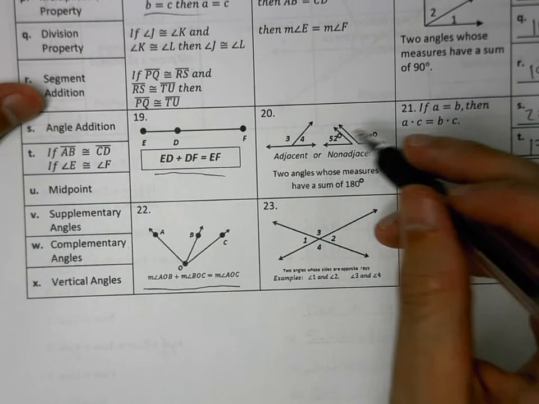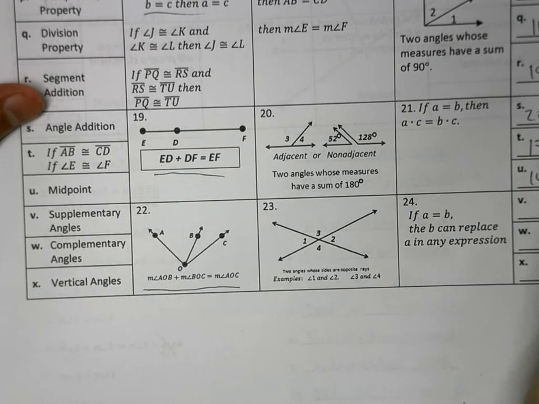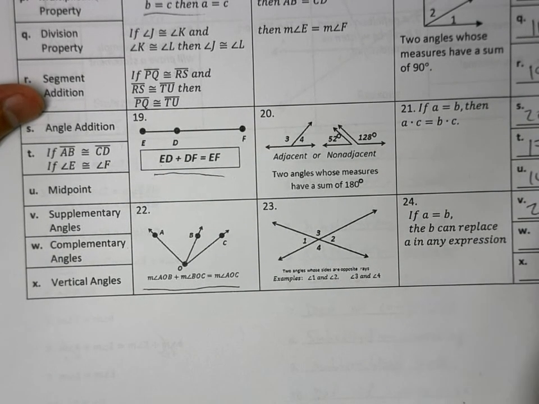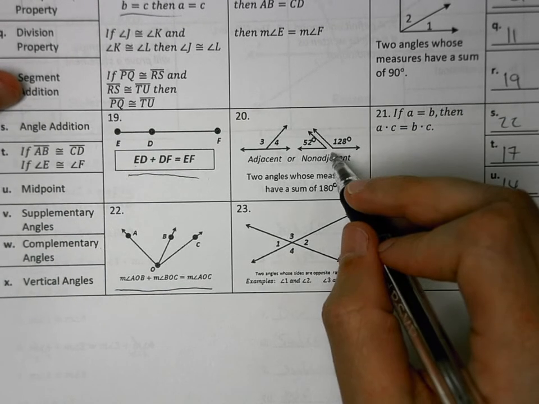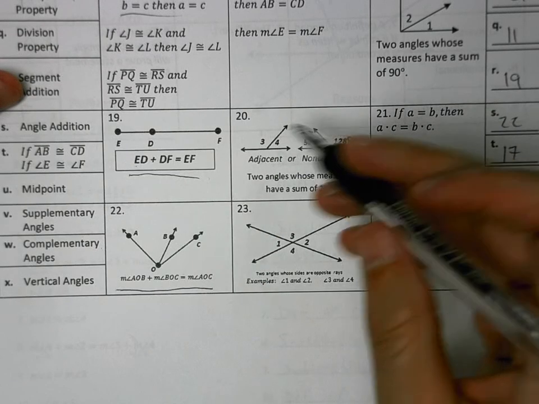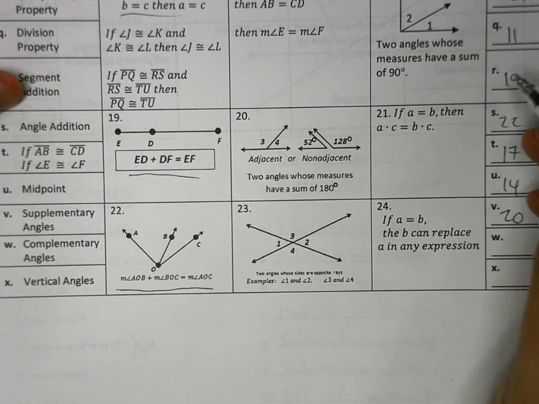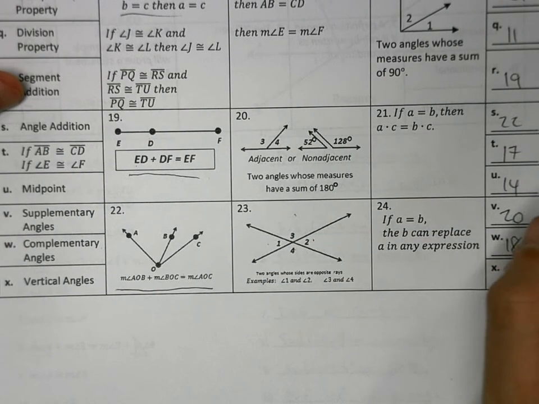Supplementary angles are angles that add to 180. So that would be 20. They don't always have to be next to each other. Like, for example, these are not next to each other, but these are. W is complementary, which means add to 90 degrees, 18. And vertical angles are across from each other, so 1 and 2, 3 and 4, it's 23.